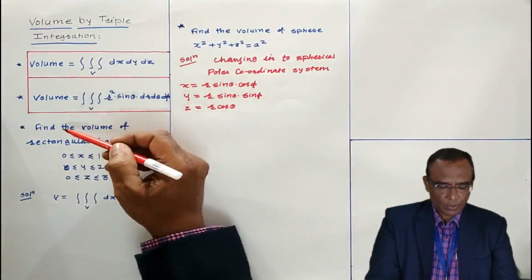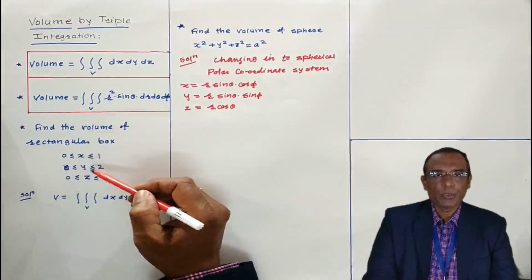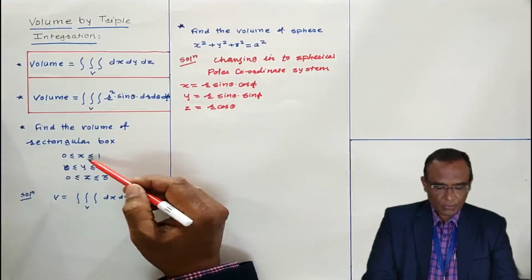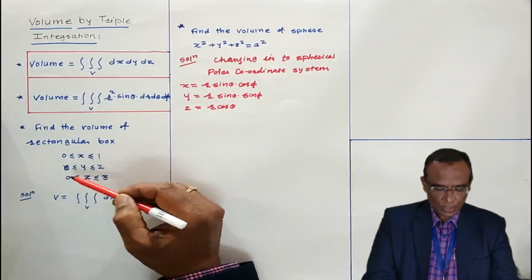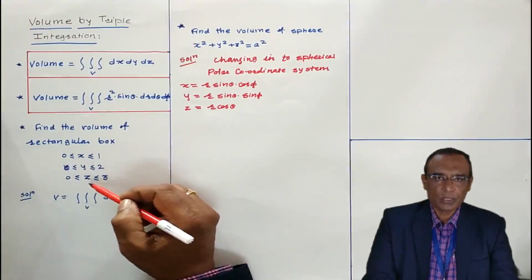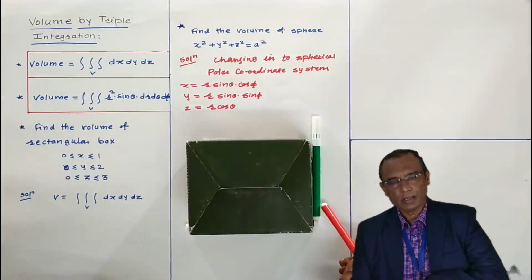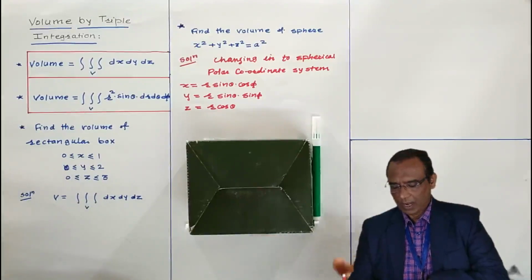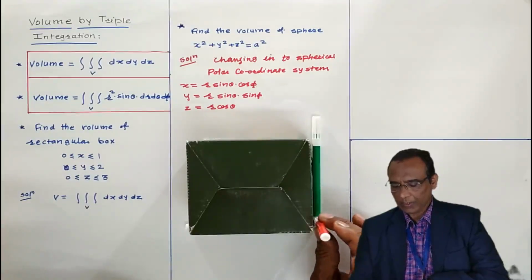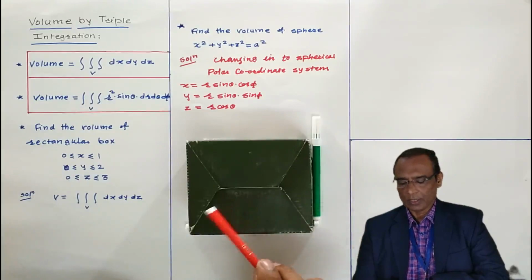This first problem, find the volume of rectangular box. The dimension of the rectangular box is given, where x varies from 0 to 1, y varies from 0 to 2, and z varies from 0 to 3. This is a rectangular box. The green pen is y-axis, this black pen is x-axis, and the perpendicular to this one, this red pen is z-axis. Now I want volume of this.